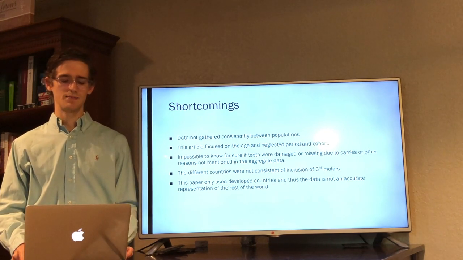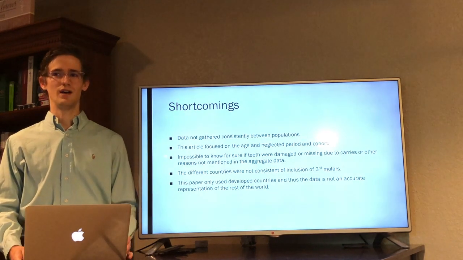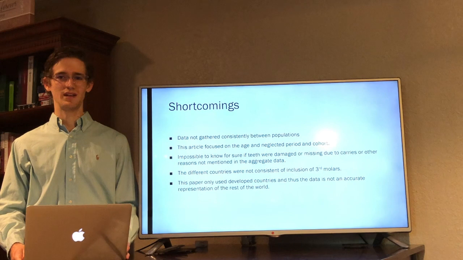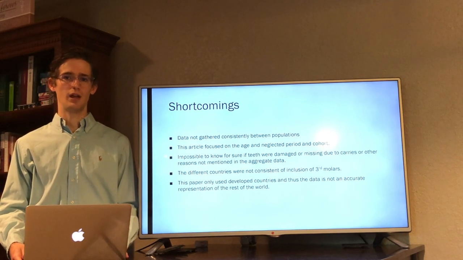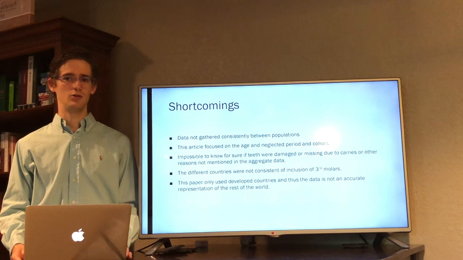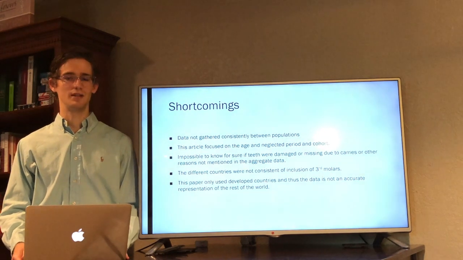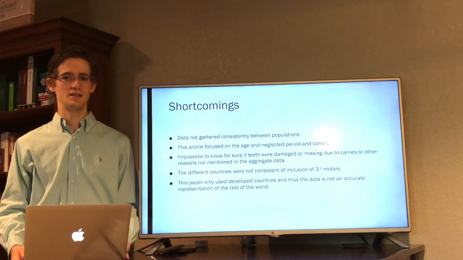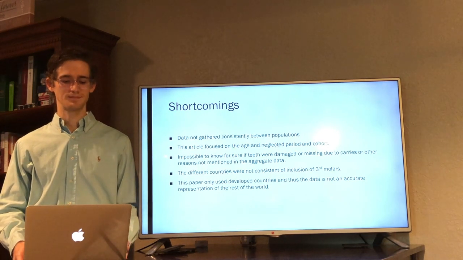And this paper only used developed countries. It didn't use undeveloped countries, and so you don't get an accurate representation of what the world oral health population looks like in dental caries. Yeah, we know what industrialized large population countries look like, but that doesn't give us an accurate representation of what the world looks like.